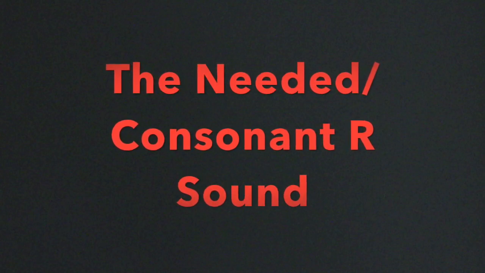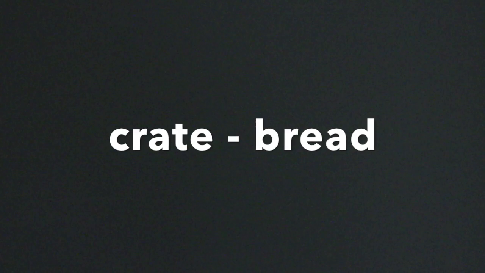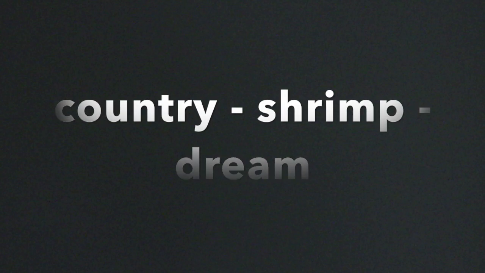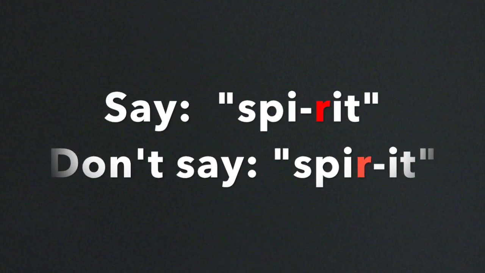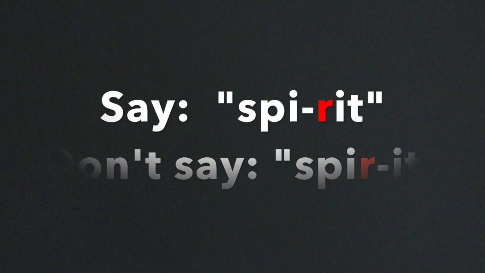Now let's practice saying some words that take the needed or consonant R. Read, written, crate, bread, country, shrimp, dream. Let's try some words with the R sound between two vowel sounds. Keep this intervocalic R short and crisp, and think of placing the R sound with the second syllable instead of the first. For instance, say spirit. Don't say spear it. Here we go.